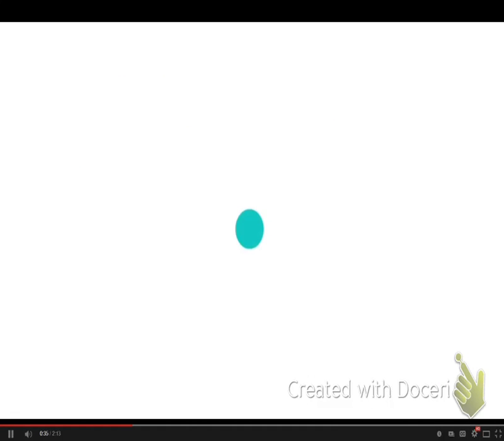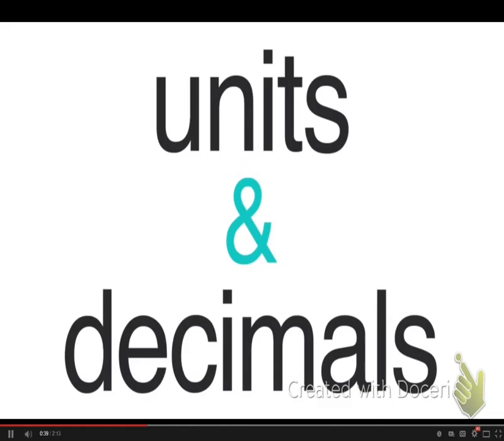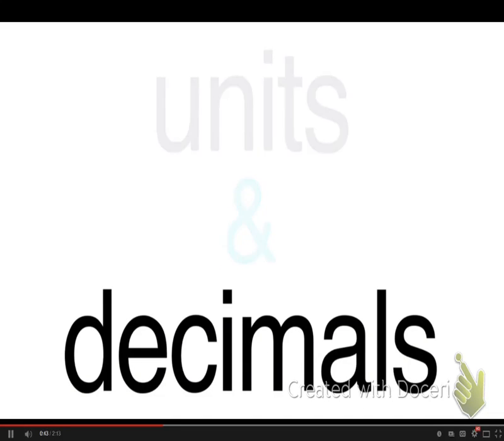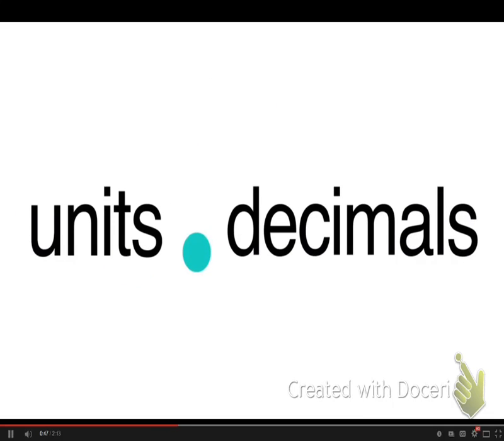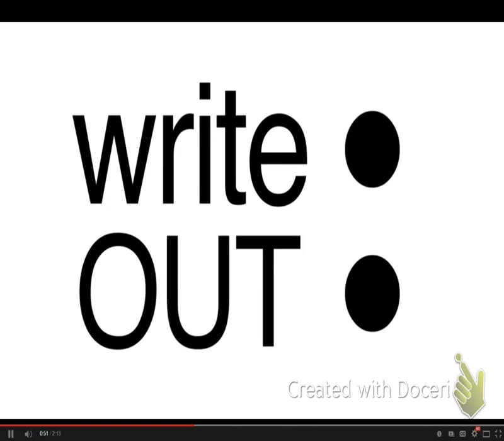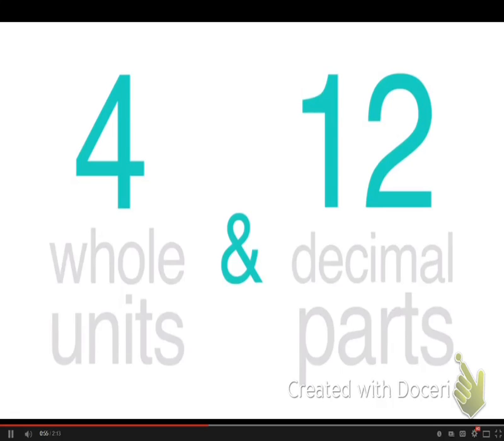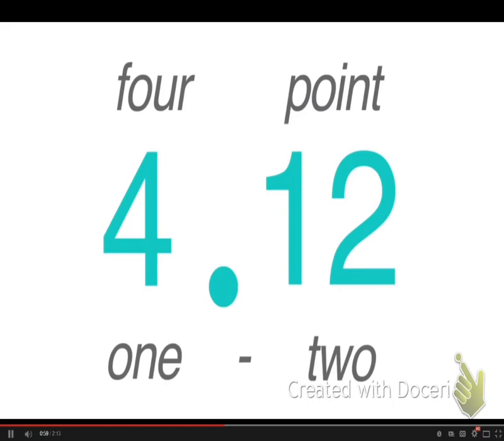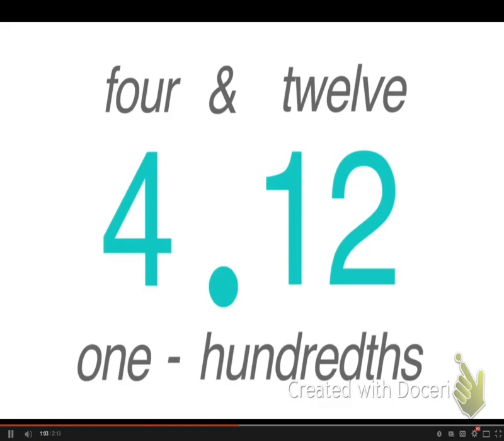The decimal point basically signifies "and" as a way to separate these two different kinds of numbers. Decimals are found to the right of the decimal point, and units are found to the left. If you want to write out 4 whole units and 12 decimal parts, it would look like this. You can read this as 4.12, or as 4 and 12 hundredths.